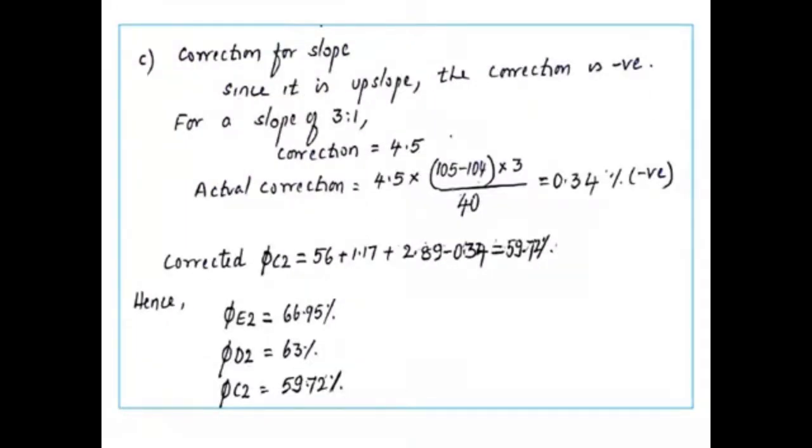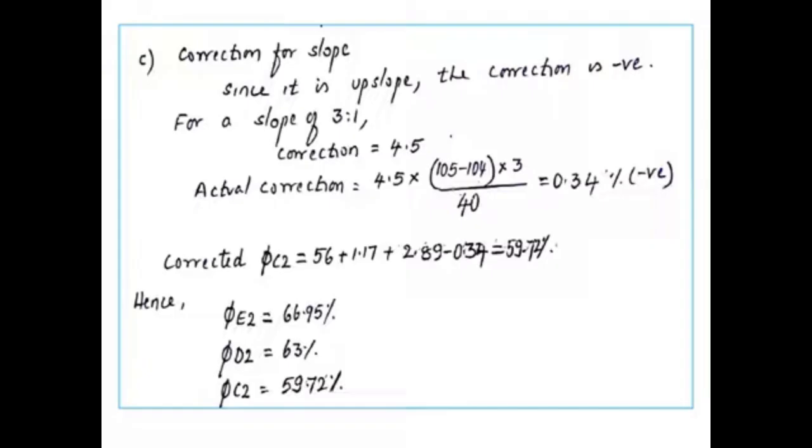But the correction for the slope is also needed. Since there is a slope there, and since it is an upslope, the correction is negative. So slope 3:1 is given, so therefore the correction is 4.5 percent. That correction should be multiplied by the horizontal length of the slope, divided by the distance, so that gives 0.34 percent. So therefore the corrected phi C2 gives us 56 plus 1.17 plus 2.89 for the mutual interference, and minus 0.34 for the slope, which comes to 59.72.